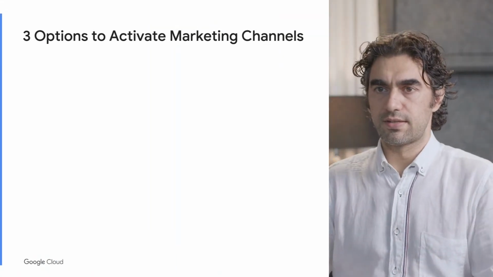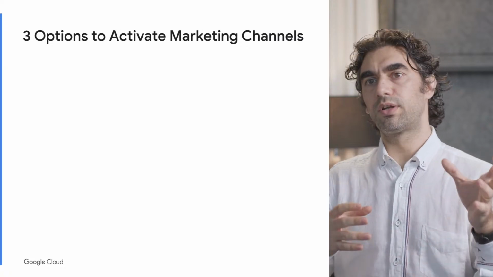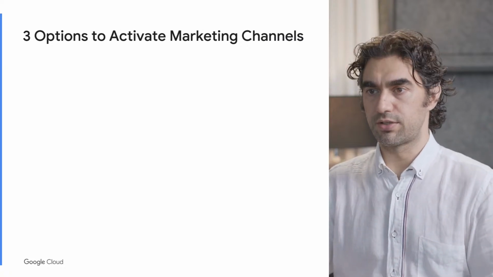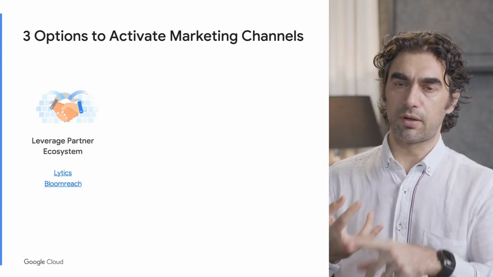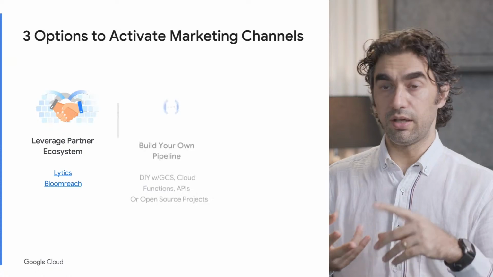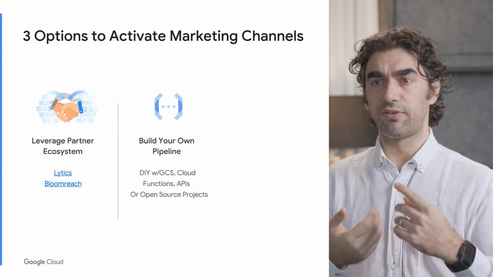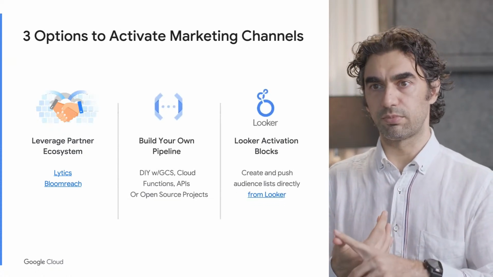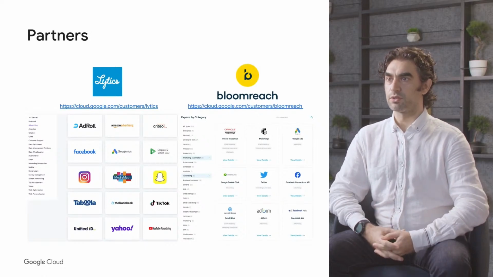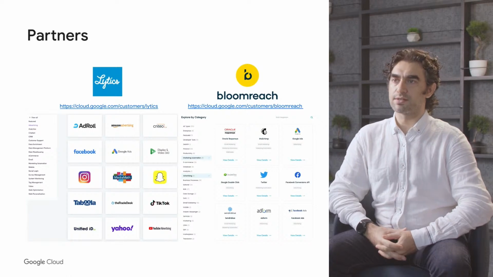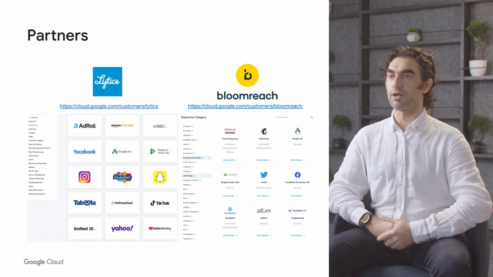Now that we have the audience lists set out from the first section, it is important to understand how we're going to activate them on the marketing channels. Essentially, there are three ways that you can do this. One of them is leveraging a partner from the ecosystem. The other is building your own pipeline. And finally, leveraging Looker's activation blocks. For partners, two examples that you can leverage are Lytics and Bloomreach. Both of these companies provide a software as a service solution where you can easily ingest your datasets from BigQuery and push them back into the marketing channels.